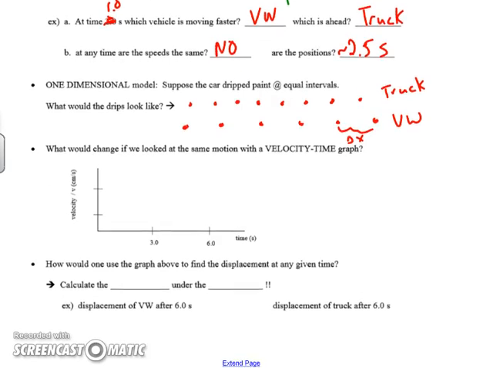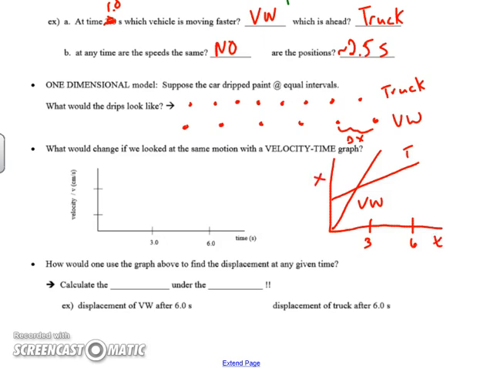Okay, now what if we want to take the same information, right? You can't see it on the smartboard right here, so let me try to do a simple replication of the graph. So here's our truck, and then we have our VW. Okay, this is 3 seconds, this is 6 seconds. What if I want to look at the speed versus time? I want to translate this into a different type of graph. So to go from position versus time to speed versus time, how would I go about doing that?